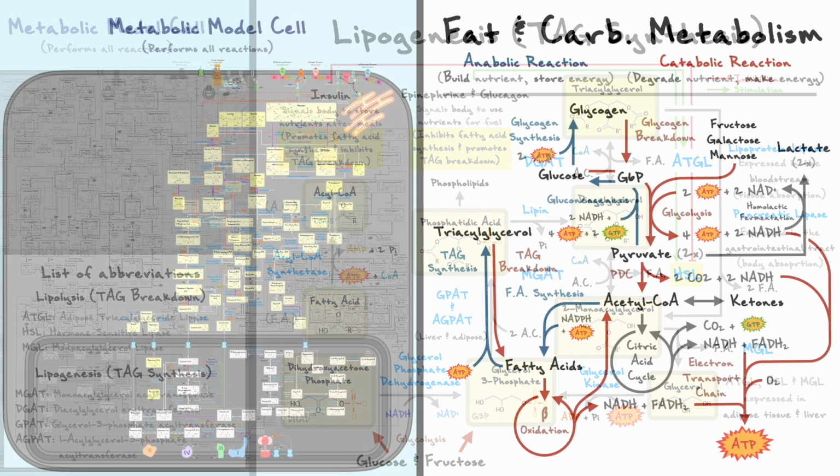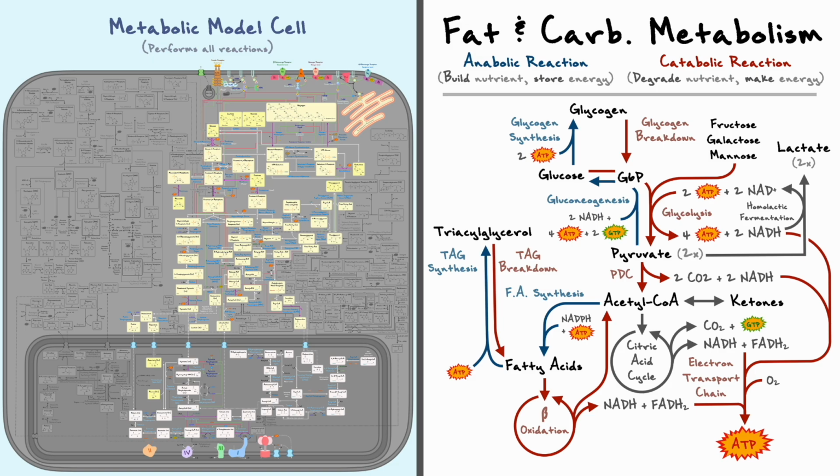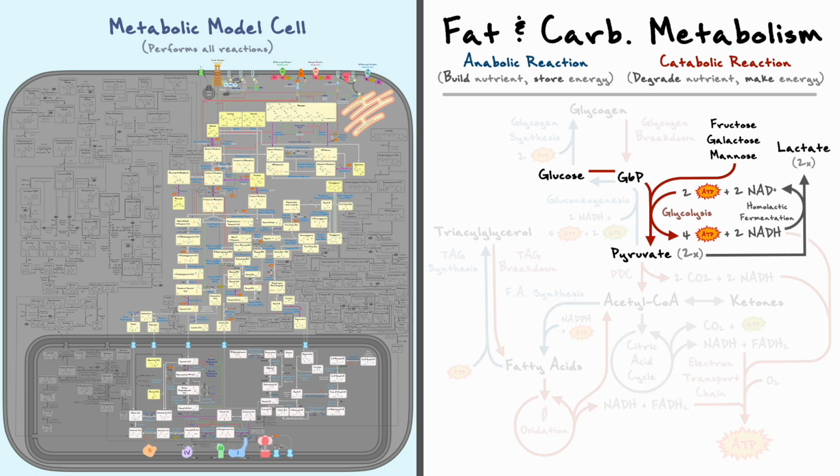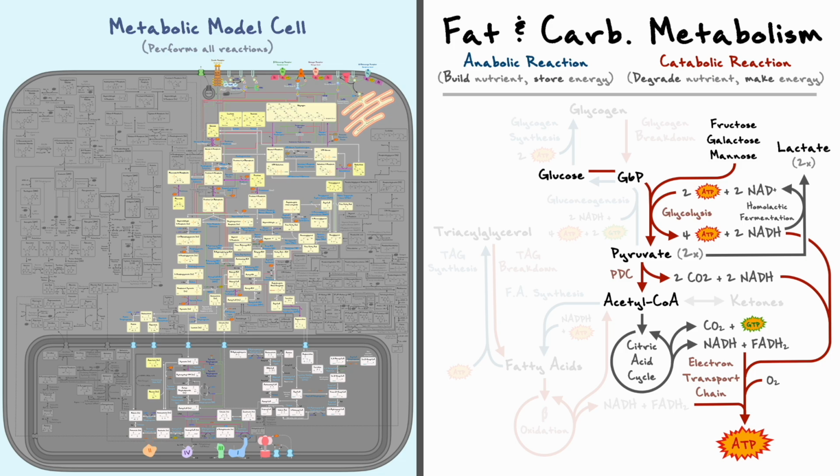Alright, back to this overview of fat and carbohydrate metabolism. We have now covered all the pathways that I wanted to go through. For carbohydrates, these pathways included glycolysis, homolactic fermentation, the pyruvate dehydrogenase complex, the citric acid cycle, the electron transport chain, gluconeogenesis, and lastly, the synthesis and breakdown of glycogen.